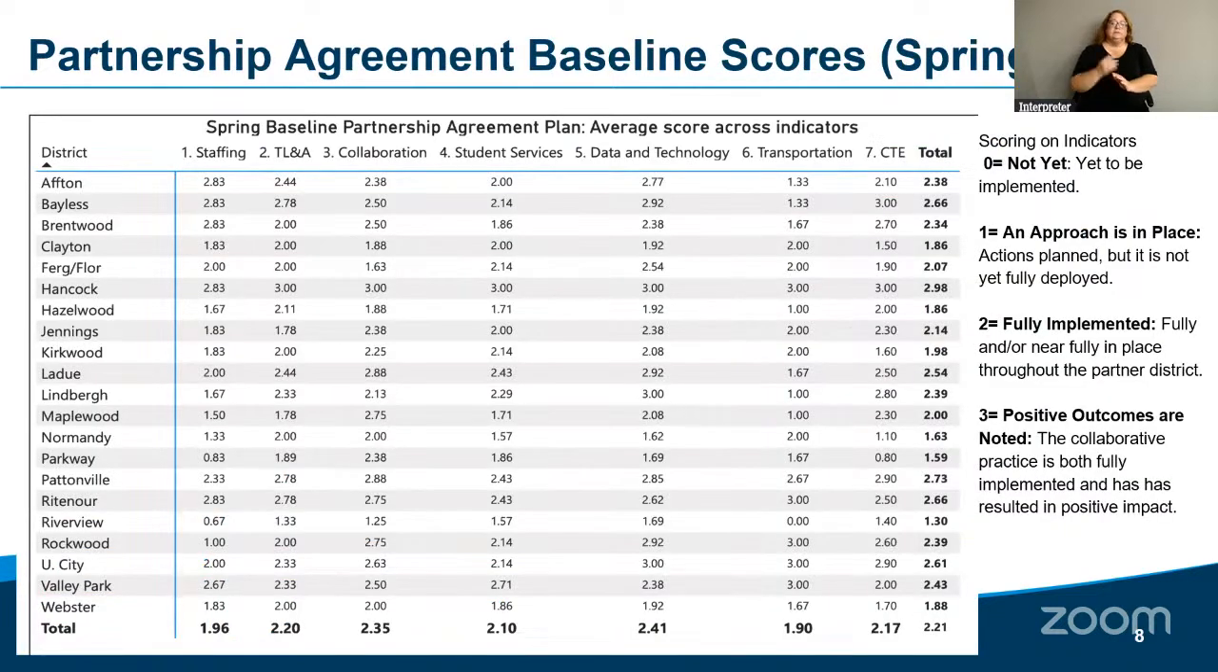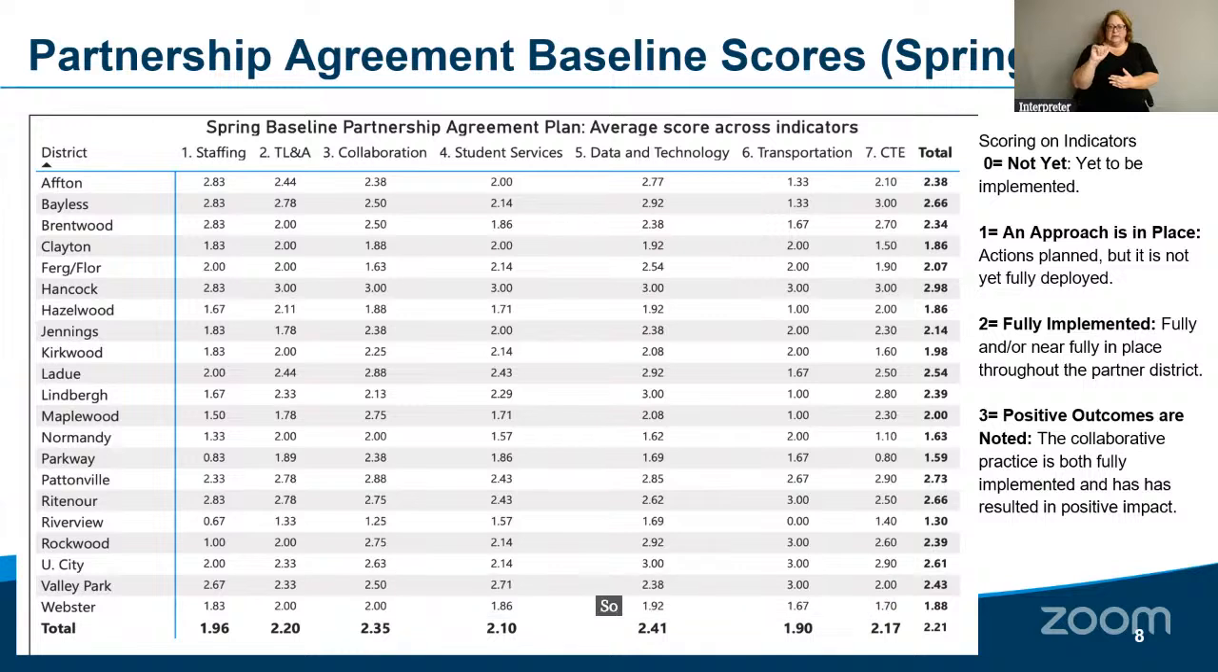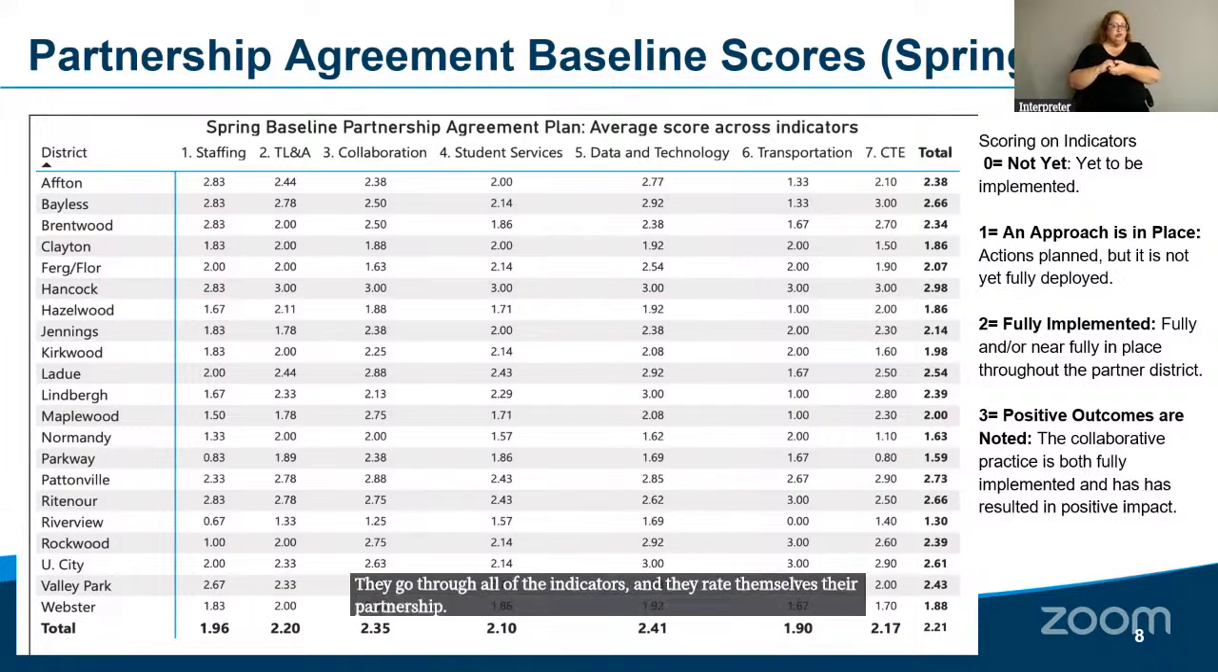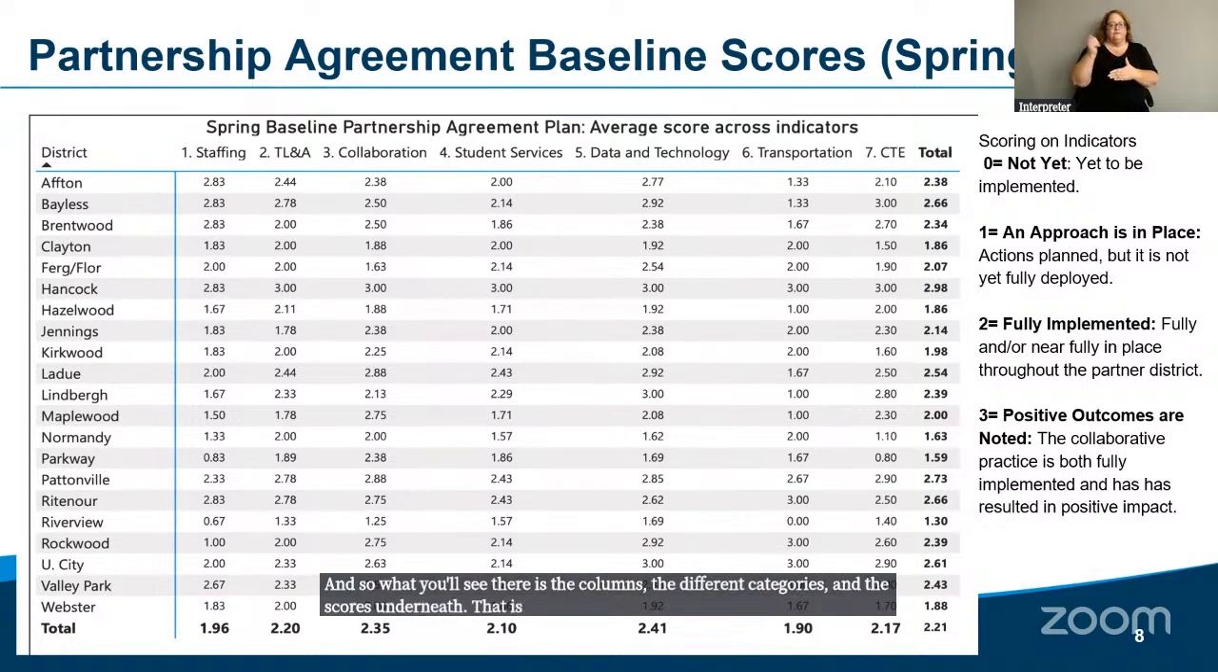So I am going to explain what this table is, although it might be pretty self-explanatory. They are the results of a spring baseline. So all of the districts got together, usually the director and the liaison, and they go through all of the indicators and rate their partnership. That rating can be on a scale of 0 to 3, 0 being it's not yet in place, and a 3 being positive outcomes have been noted and it's actually been in place for a while. And so what you'll see there are the columns, the different categories, and the scores underneath, which are the average of all of the indicators under that category.